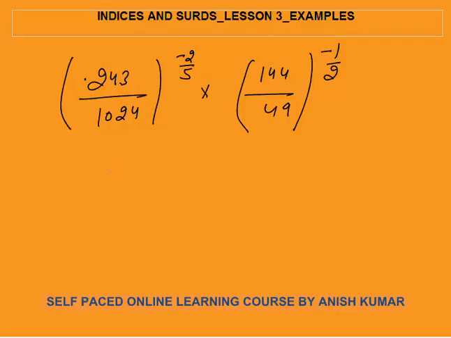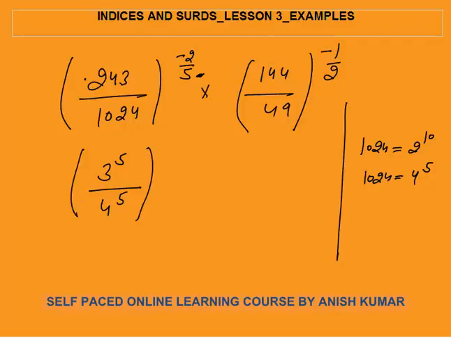Now, 243 is 3 raised to the power 5. 1024 is 2 raised to the power 10. But as you can see that the power is 5 here, so 1024 is also 4 raised to the power 5. Same thing, 2 raised to the power 10 or 4 raised to the power 5. This whole raised to the power minus 2 by 5 into 144 is 12 square, 49 is 7 square, 4 raised to the power minus 1 by 2.